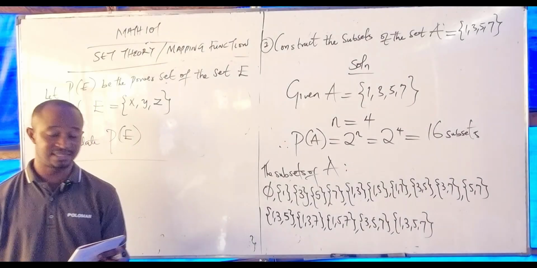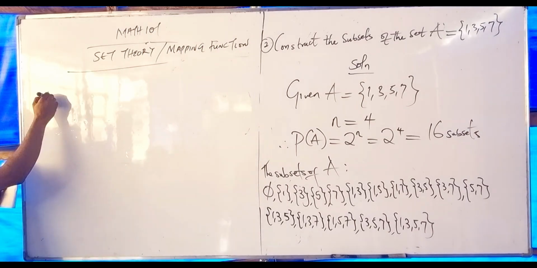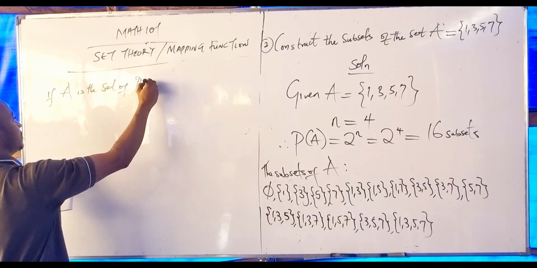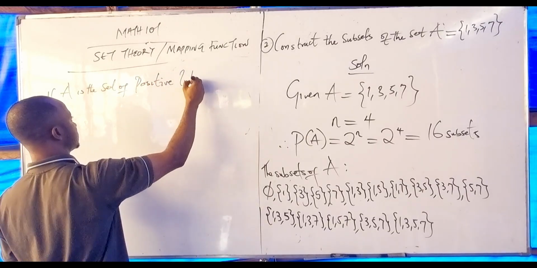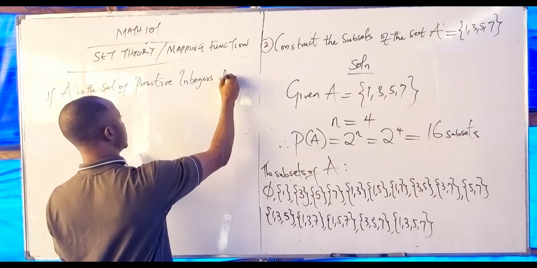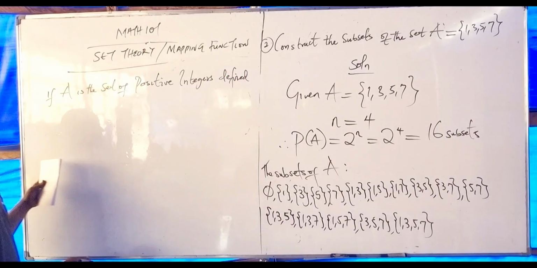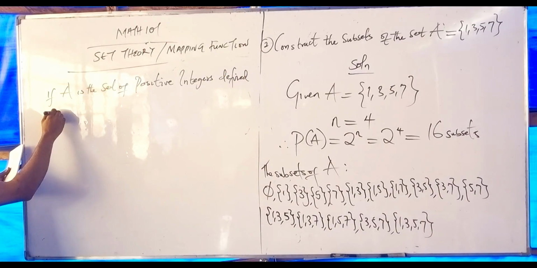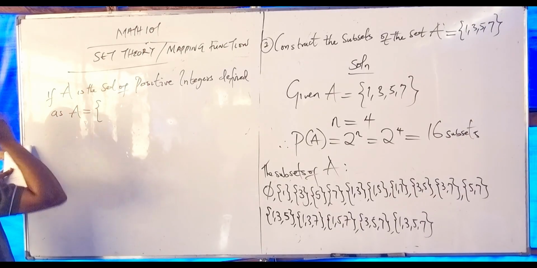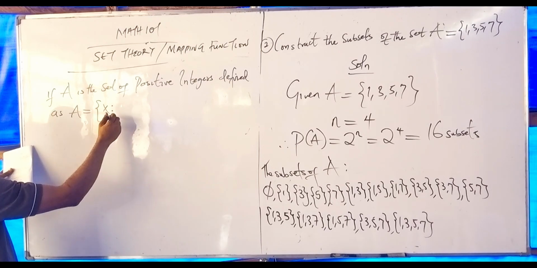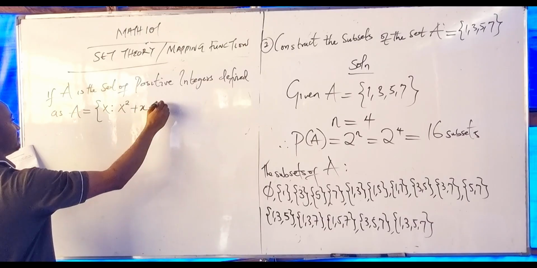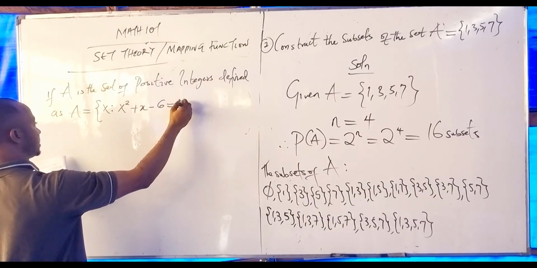If A is a set of positive integers, defined as A equals X such that X squared plus X minus 6 equals 0.